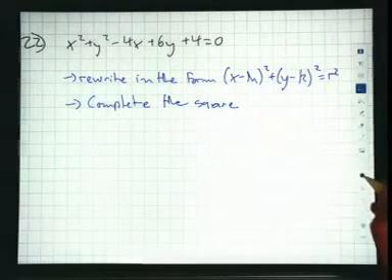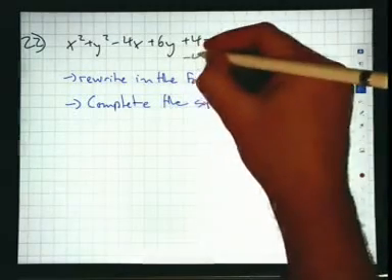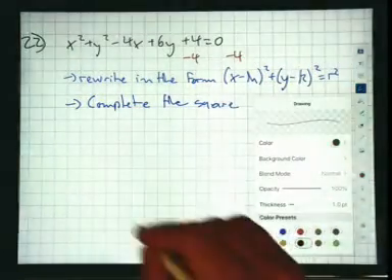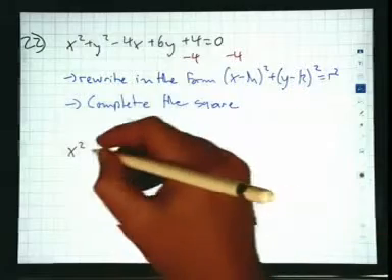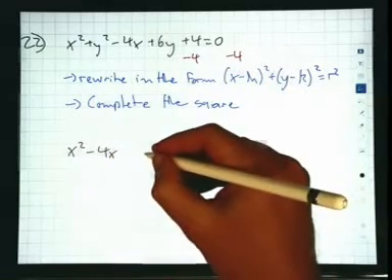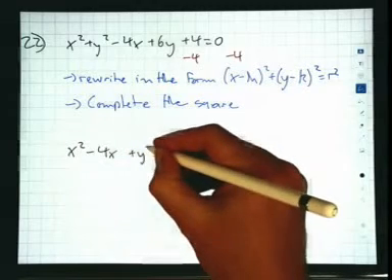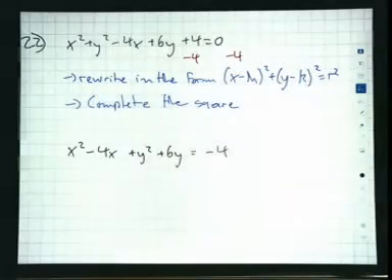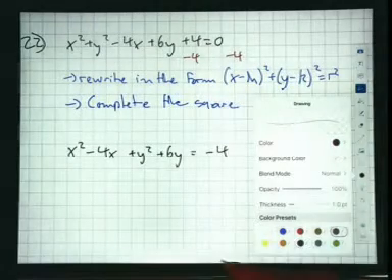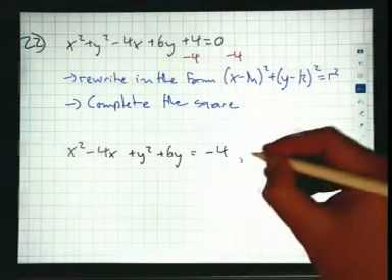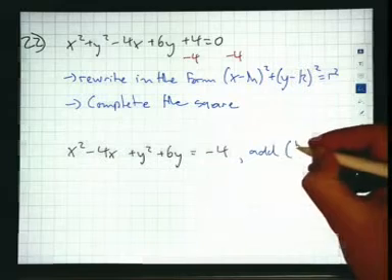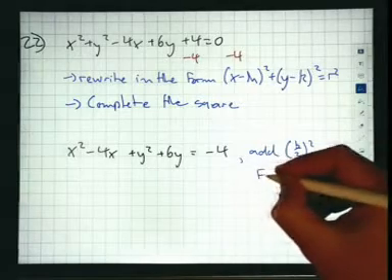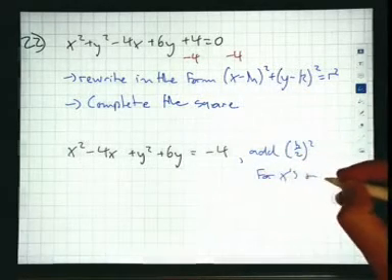So the first thing that I want to do is get 4 to the other side of my equation by subtracting 4. And at the same time, I'm going to do some reordering of terms. I'm going to put x squared minus 4x plus y squared plus 6y equals negative 4. And at this point, we want to add b over 2 quantity squared. And we have to do this for the x's and the y's.